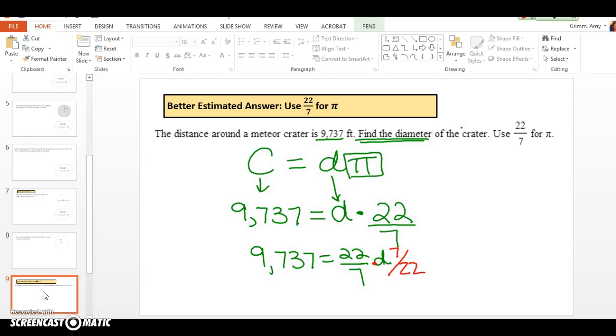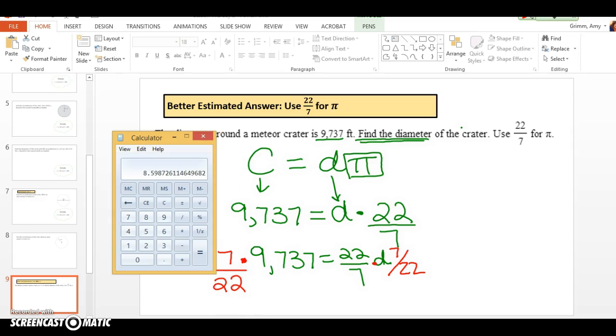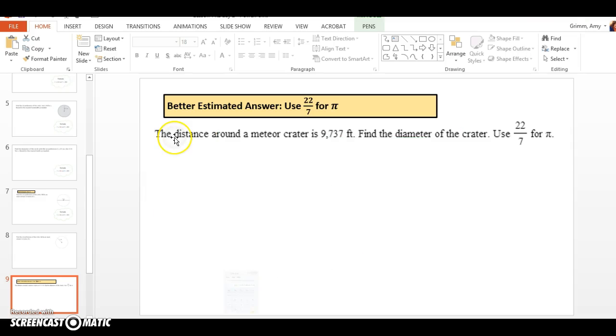Do you guys remember this? Is it coming back to you? Times this side, 7 over 22. All right. I don't know if 22 goes in there so we can cross reduce. Let's see. 9,737 divided by 22. Nope, it doesn't. That's not going to make things fun for us. Okay.